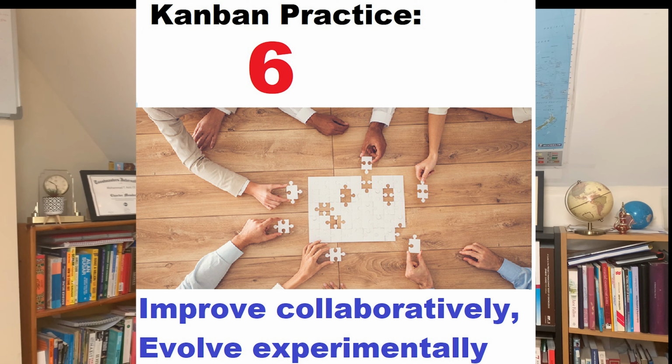Practice number 6, improve collaboratively and evolve experimentally. So basically, regularly run experiments and regularly, as a team, collaborate on which experiments have worked, what improvements we have brought in, what does not work in our team. Build the feedback loop, build the retrospectives, and do continuous slow improvements. Do regular, incremental, small improvements.